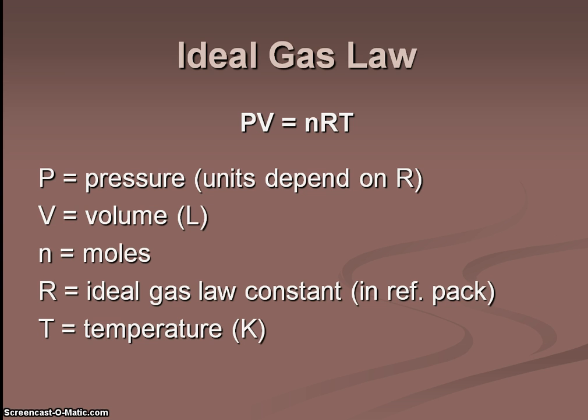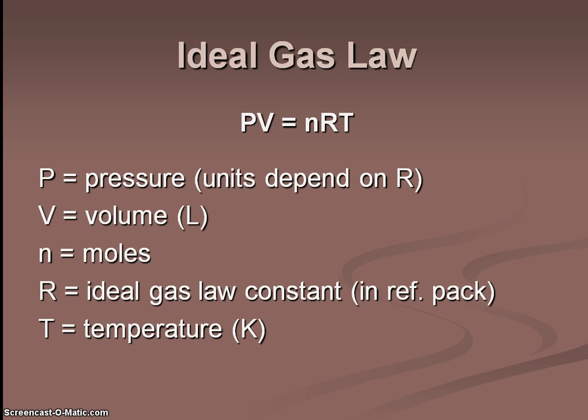Volume is the V, and for this equation, volume has to be in liters. So I want you to put a star by liters. For the other equations, it didn't matter if it was in liters, it just had to be the same on both sides. So you could have had milliliters as long as you had V1 in milliliters and V2 in milliliters. But anytime you use PV equals nRT, you have to put your volume into liters. N stands for moles, T stands for temperature, and again it needs to be in Kelvin.